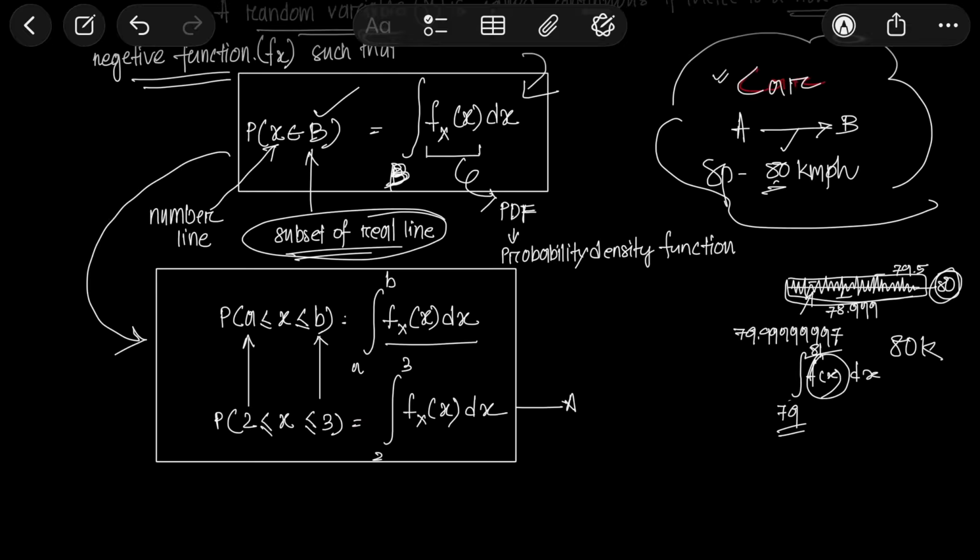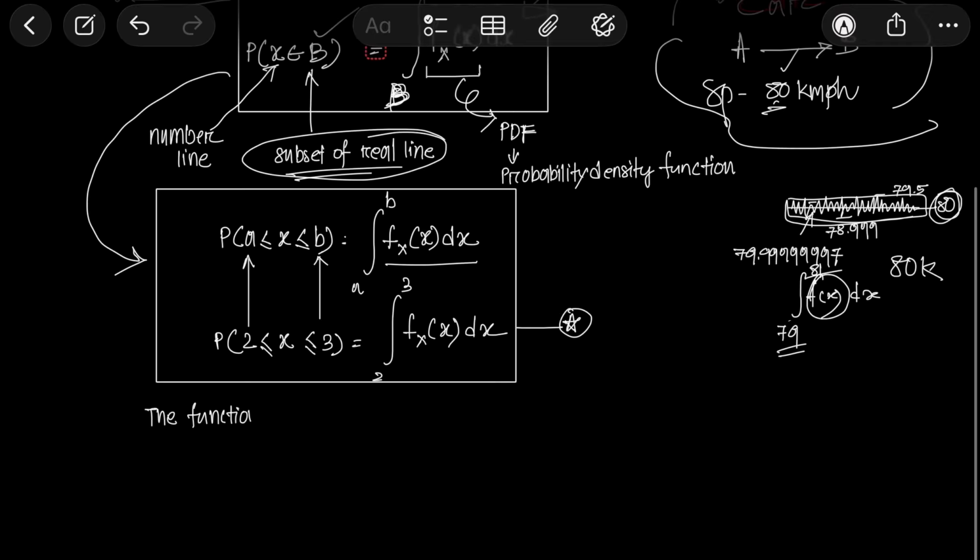This is the function. The function f of x is called the probability density function. Okay.